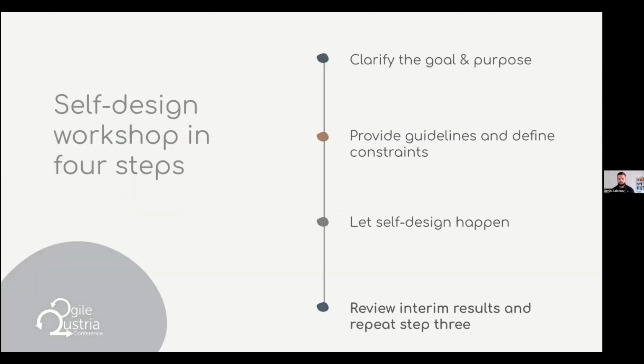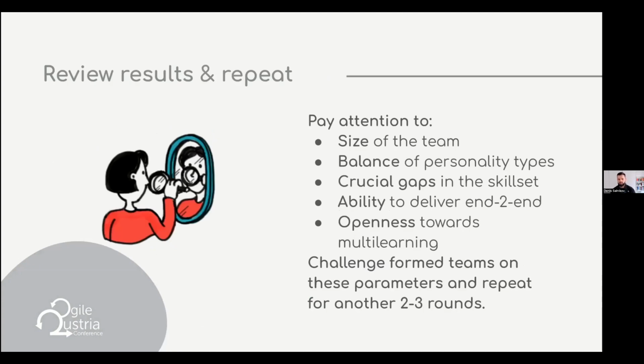So what usually happens on the fourth stage, where we review interim results and repeat step 3? We usually, together with the management and other people who are empowered to make final decision and consider the self-design exercise done, need to pay attention to, first of all, how constraints have been followed about the size, about the skill set.